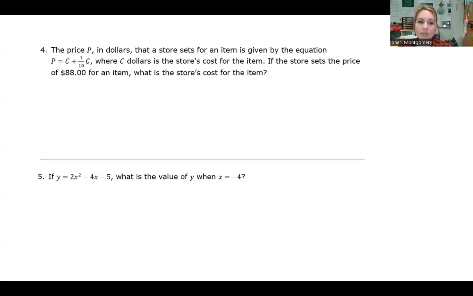So we've got this equation, and it's got P and it has C in it. And then it tells us that the price is $88. So P is 88. So what we're going to do is we're going to rewrite that equation, and we're going to plug in 88 for P.